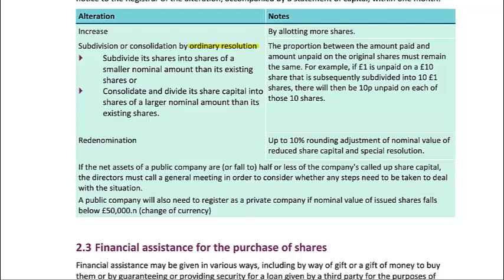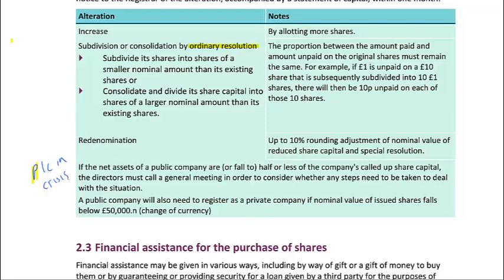And then just at the end there, just a couple of points. This first one, PLC in crisis. This applies where the net assets of a public company have fallen to less than half of its called up share capital. So things are out of balance, and the law says that the directors must call a general meeting to decide what to do.